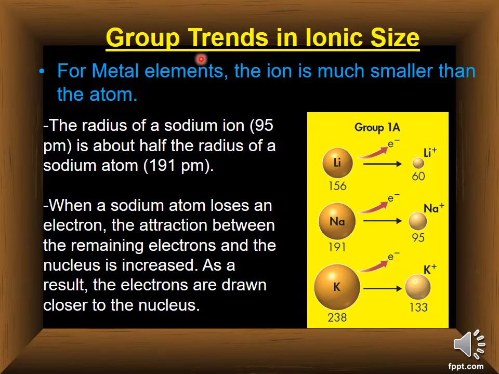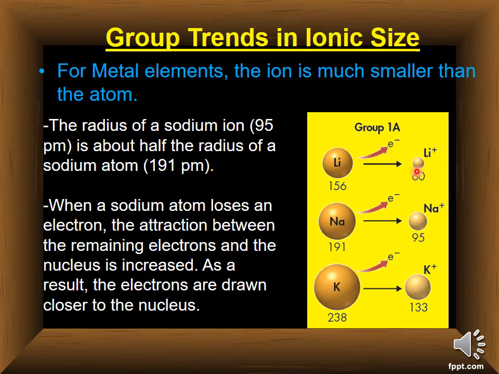Okay, group trend in ionic size. So let's start with the metal first. For metal elements, the ion is much smaller than the atom. Now you can see this. This is the lithium atom, this is the ion. So the atom is bigger or larger, and the ion is very small. Same, sodium is larger than the sodium ion, and potassium is larger than its ion.